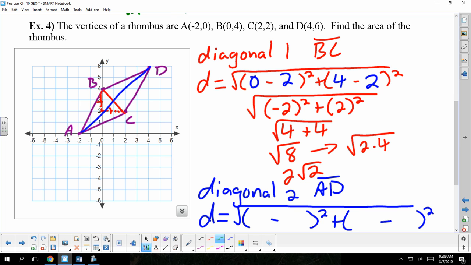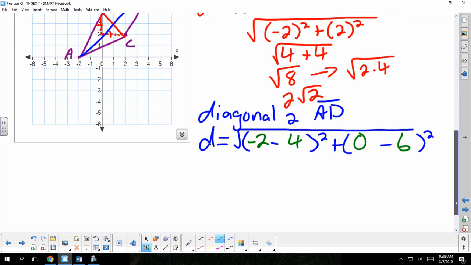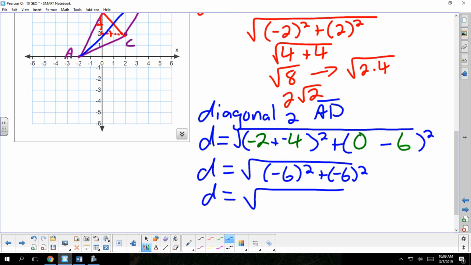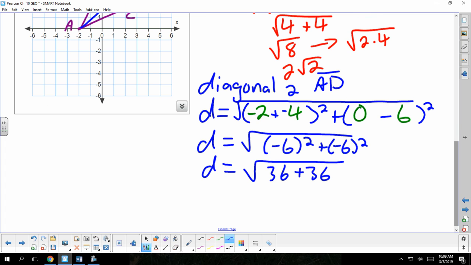So I'll drop these in. A, -2 and 0. And D, 4 and 6. Now we can go ahead and solve for the distance between these 2 points. So you can always add the opposite here, make it a little bit easier for you. So we get -6 squared plus -6 squared. D equals the square root of 36 plus 36. So D equals the square root of 72.